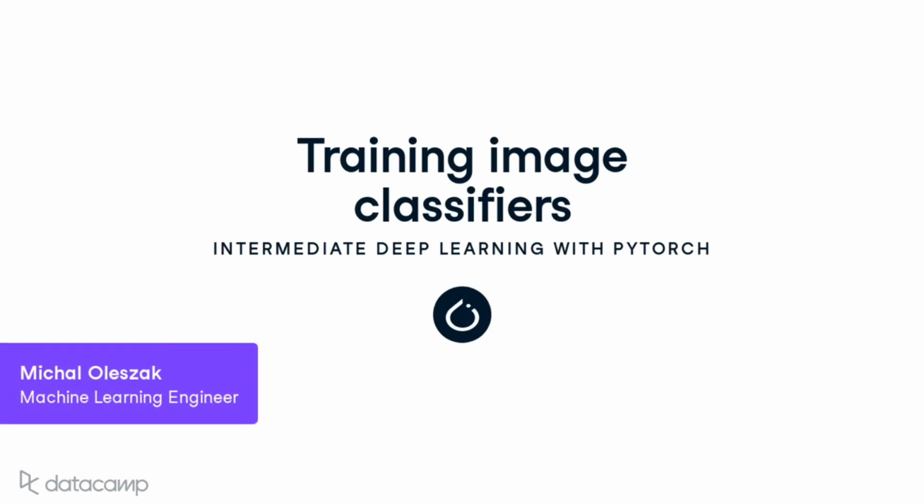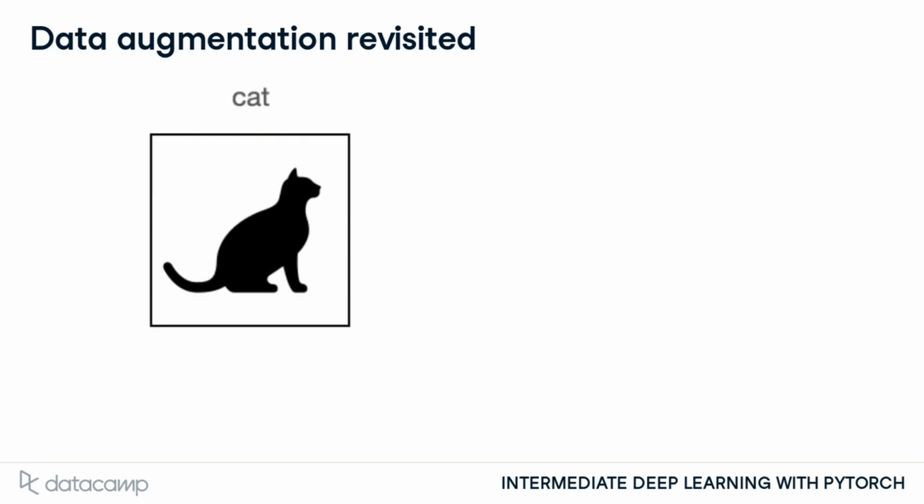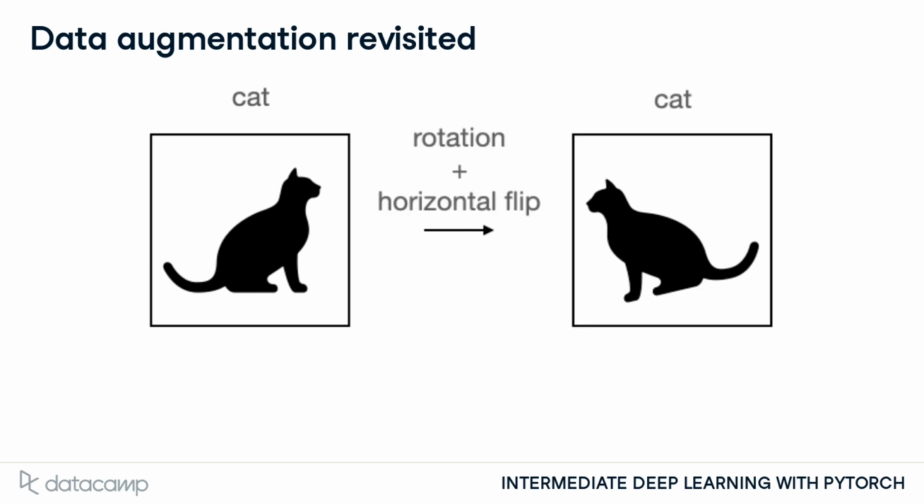Welcome back! In this video, we will train the cloud classifier. Before we proceed to the training itself, however, let's take one more look at data augmentation and how it can impact the training process. Say we have this image in the training data with the associated label, cat. We apply some augmentations, for example rotation and horizontal flip, to arrive at this augmented image, and we assign it the same cat label. Both images are part of the training set now.